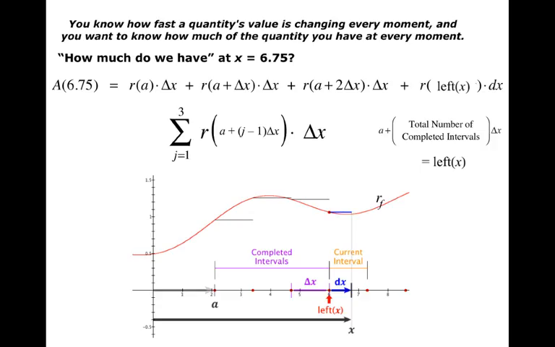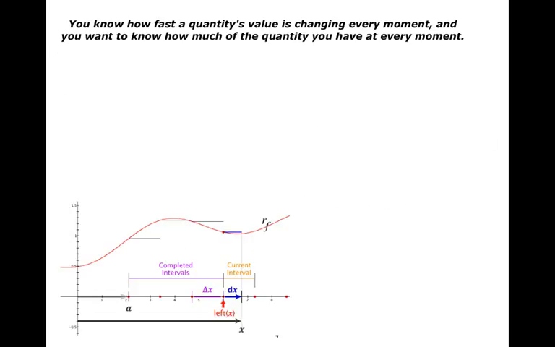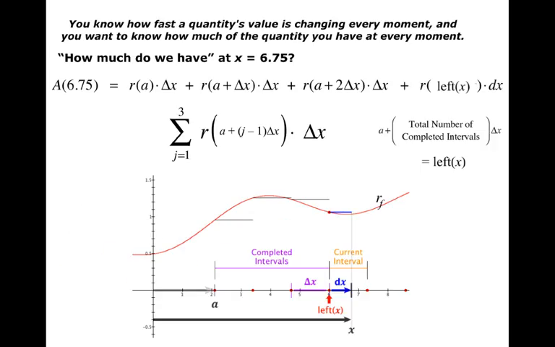So all that's really left in this, we've got most of it here. All that's really left is to figure out, given a value of x, what is this? What is left of x? We know how we've defined it. We know what it means, but we need to get a rule for it.